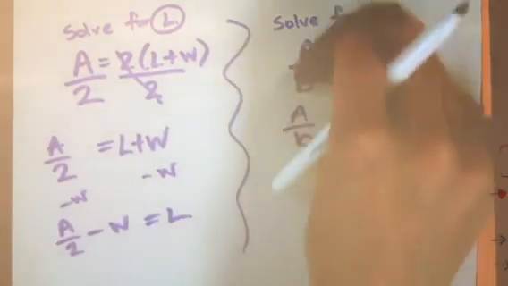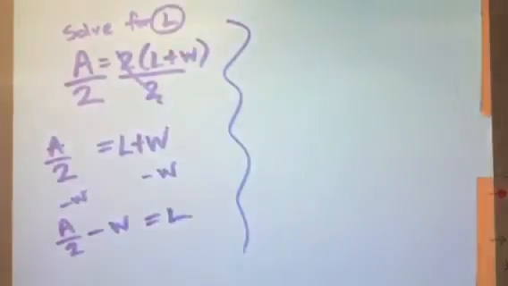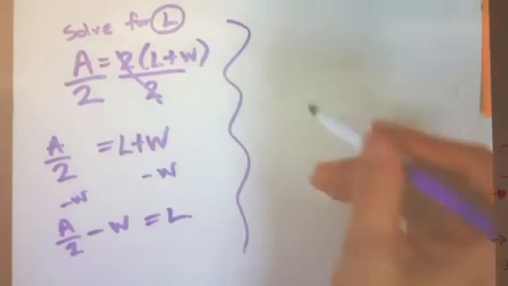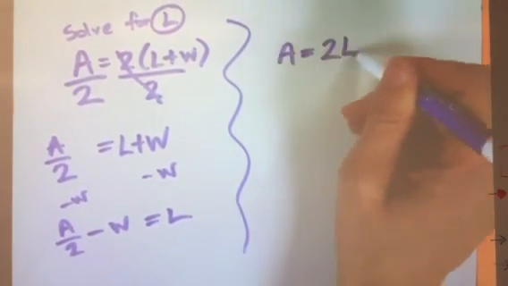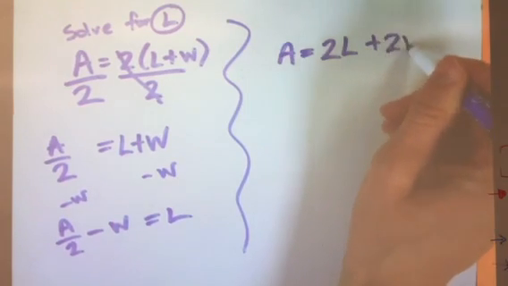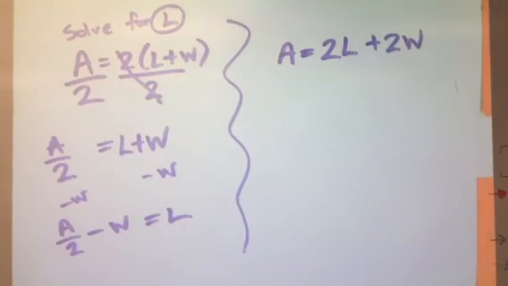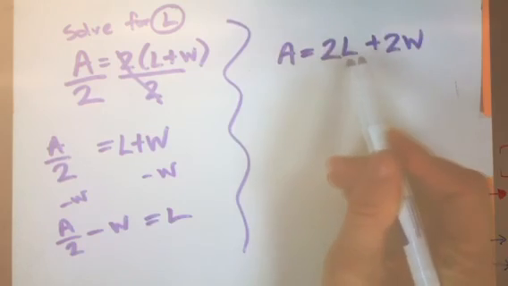That is not the only option for solving that problem. A lot of people that I've noticed like to distribute first. So that would be 2L plus 2W. It's okay to distribute here because you're solving for L and distributing doesn't put L in multiple terms. So I'm left with A equals 2L plus 2W.